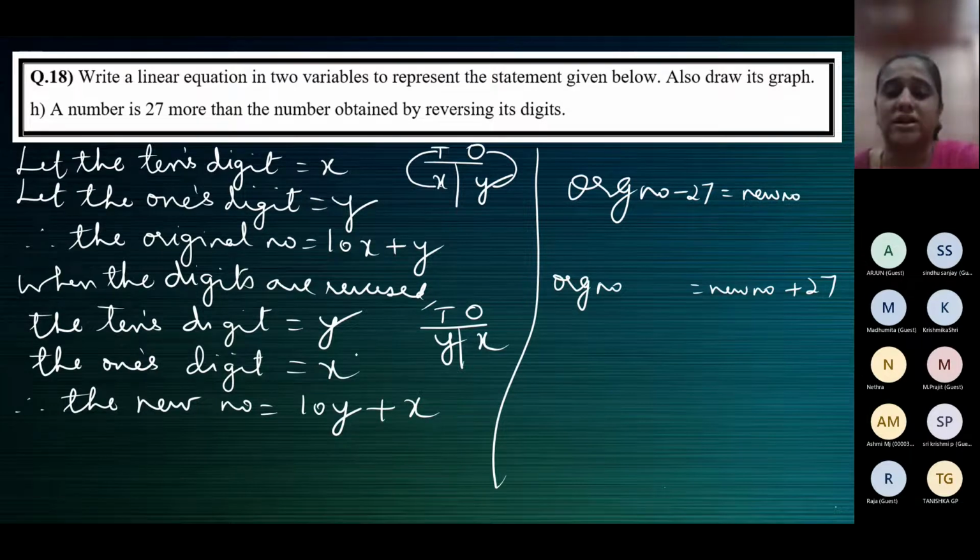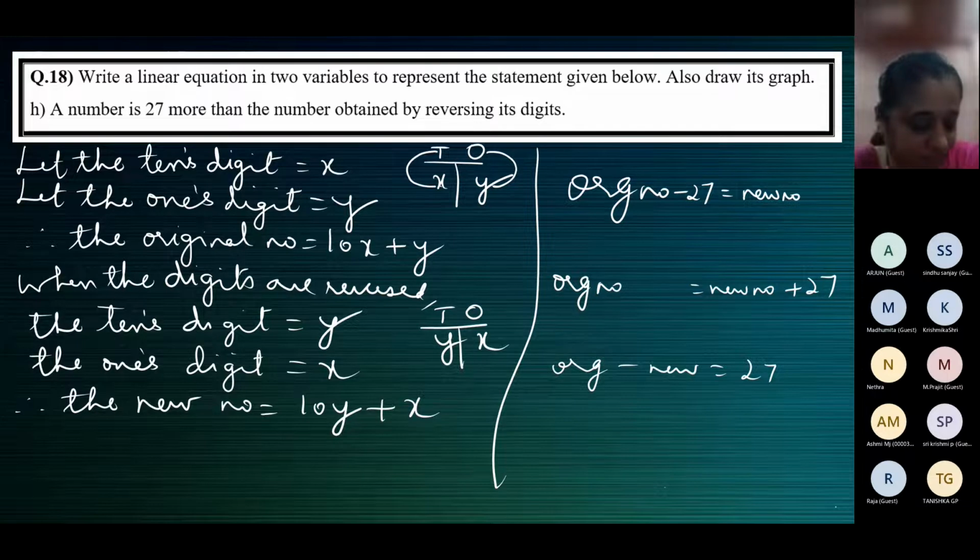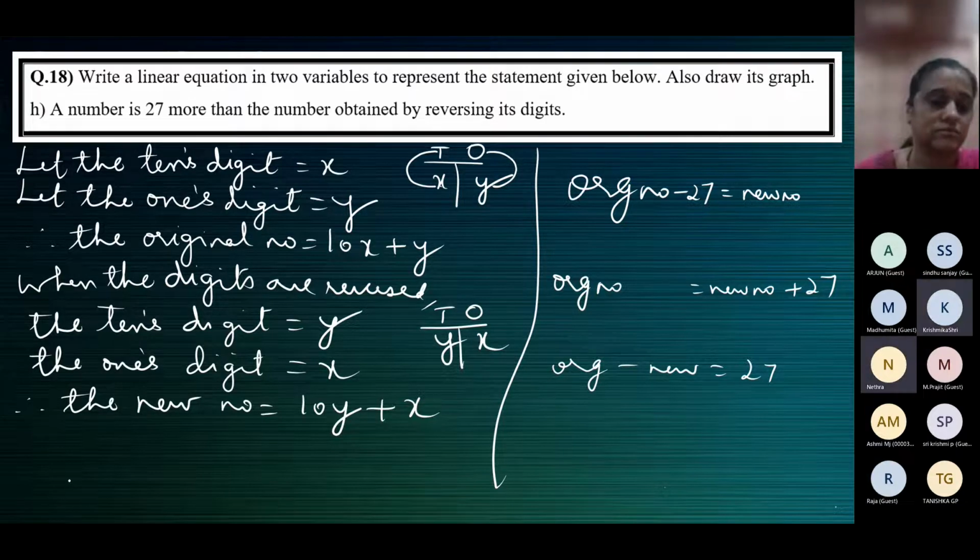Or you can also write it like this. Original number minus new number is equal to 27. These are the three different ways of writing it. Got it, children? Yes, Ma'am. Very good.